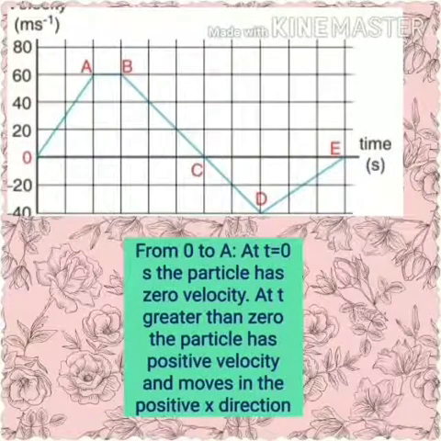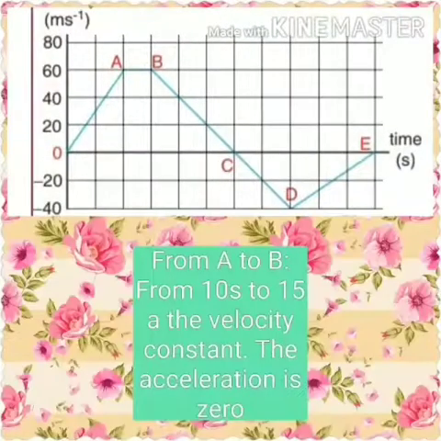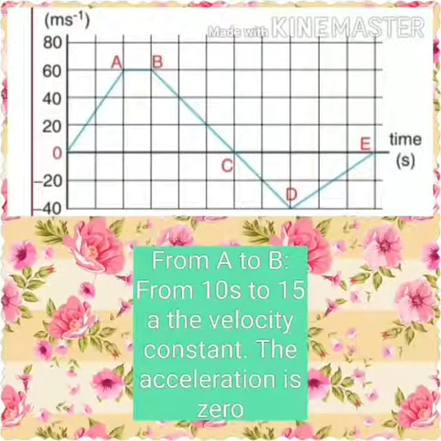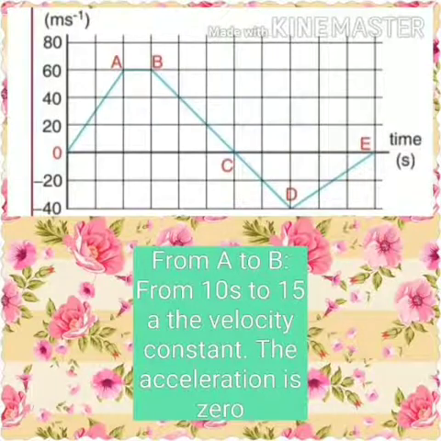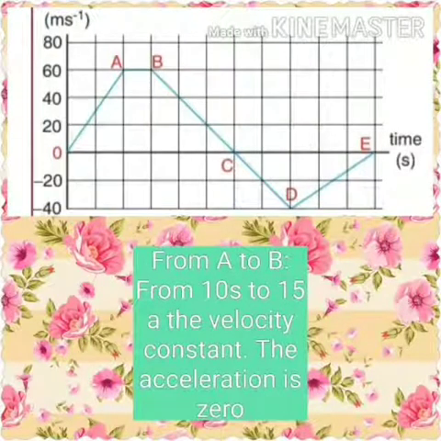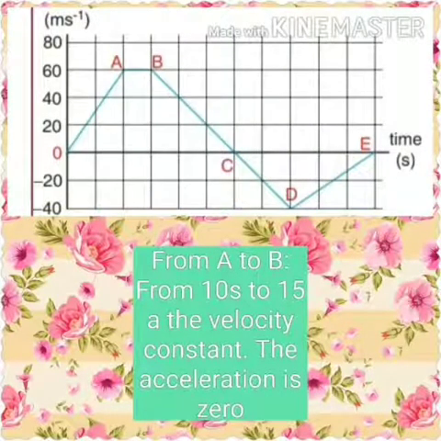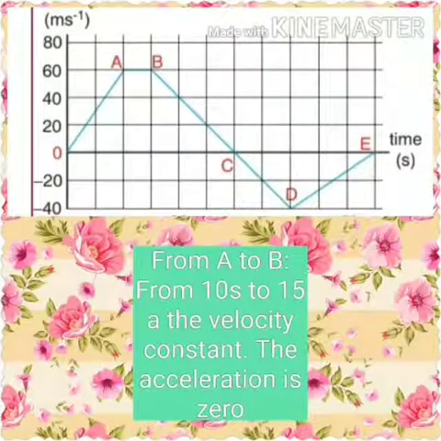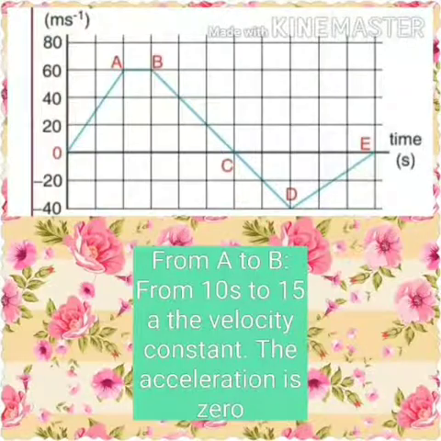The second part is from A to B, 10 seconds to 15 seconds. From 10 seconds to 15 seconds, the velocity stays constant at 60 meters per second. The acceleration is 0 during this period, but the particle continues to travel in the positive x direction.